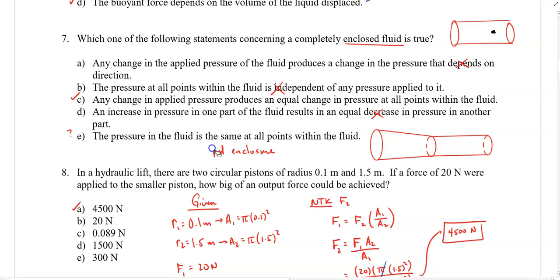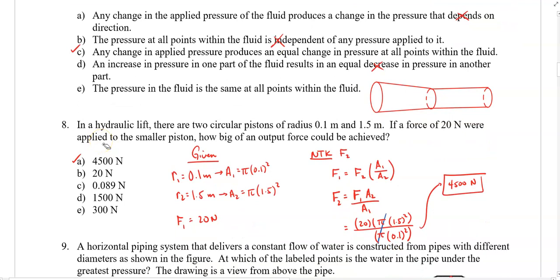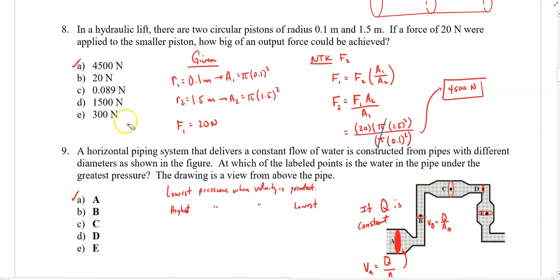But then the other thing that I'm thinking of right here too is that the depth of the fluid makes a difference. The pressure would be greater at the bottom than it is at the top. So to say that the pressure in the fluid is the same at all points within the fluid, that's just wrong on a couple different accounts. So I still think that C is a good answer here. If we increase the pressure to that system, then the pressure will increase by that amount throughout the entire system.